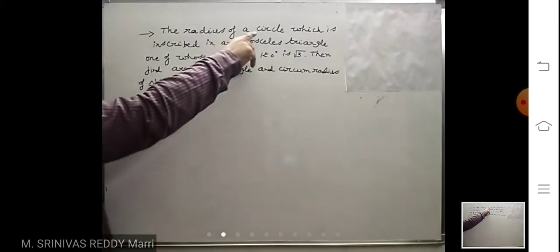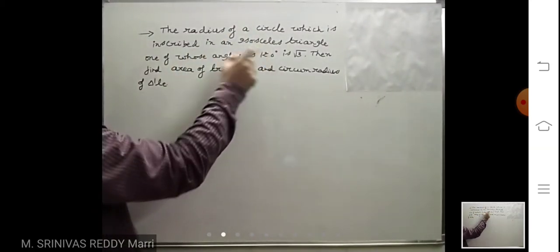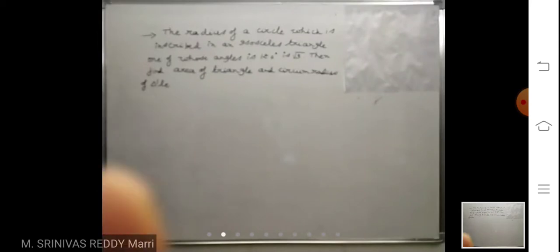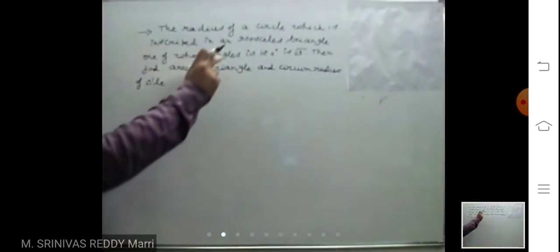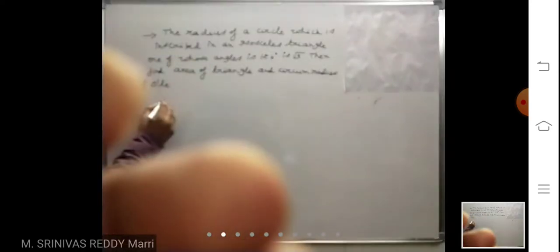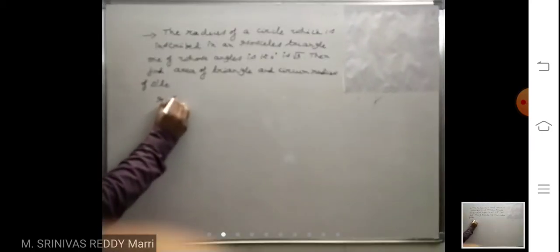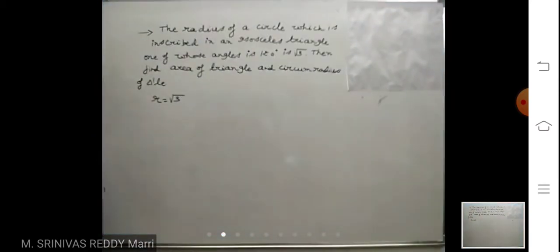So the radius of a circle which is inscribed in an isosceles triangle whose one of the angles is 120 degrees. That means the radius of the circle inscribed in the isosceles triangle is the inradius. That means R is nothing but root 3, given. Inradius, the circle inscribed in a triangle.